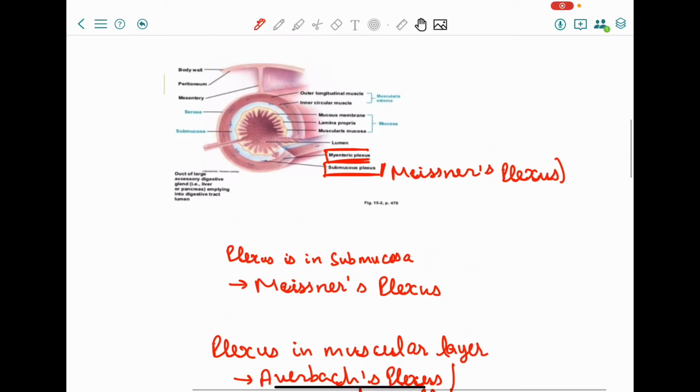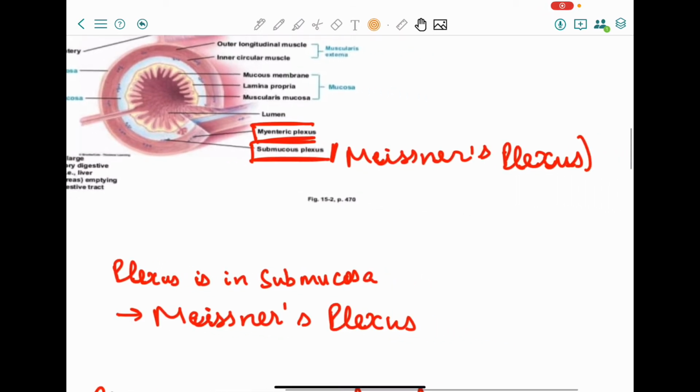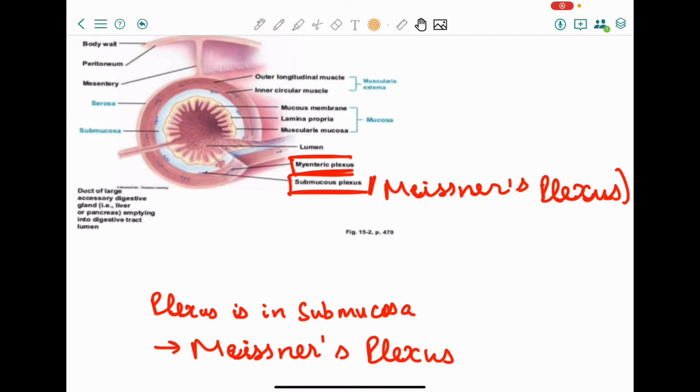As you can see in the diagram, what is the plexus present in the submucosa, this blue layer? It is the submucosal plexus, and its other name is Meissner plexus. And the plexus present between the inner circular muscles and the outer longitudinal muscles is called the myenteric plexus.